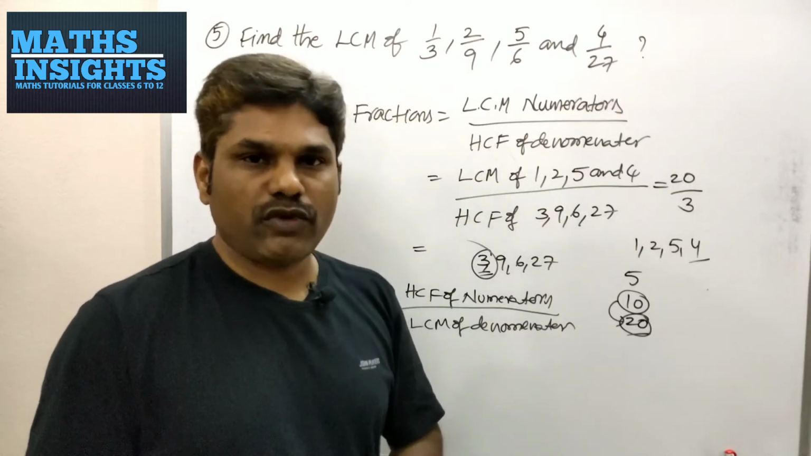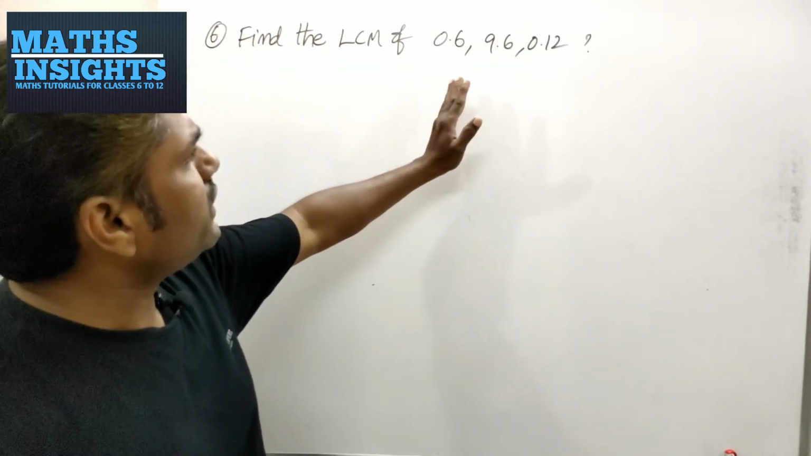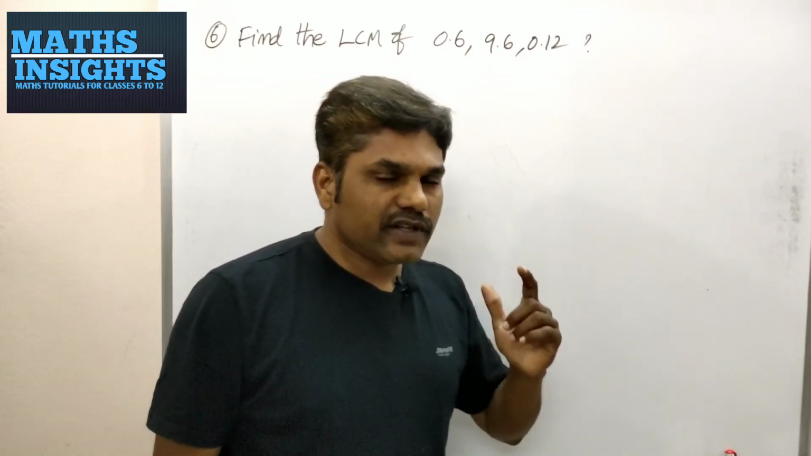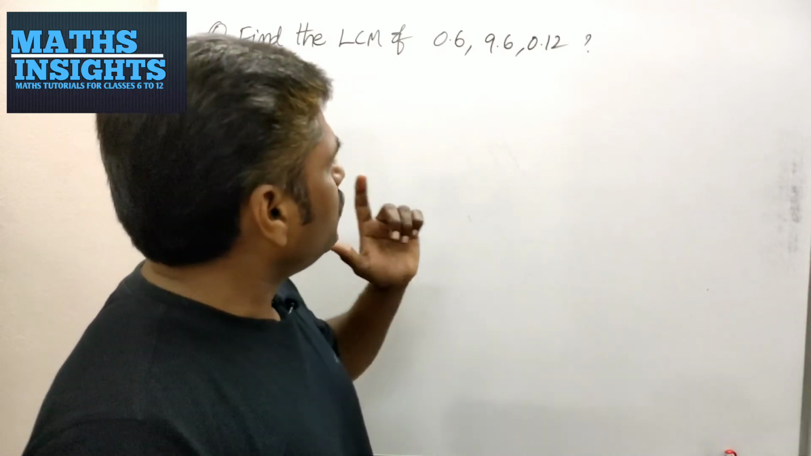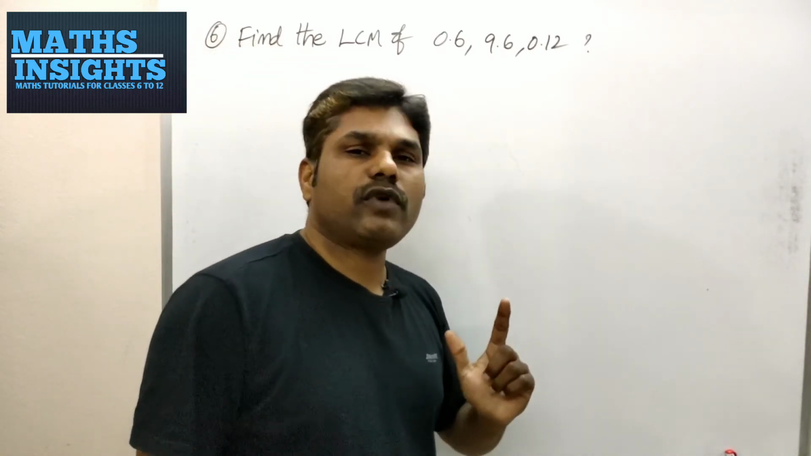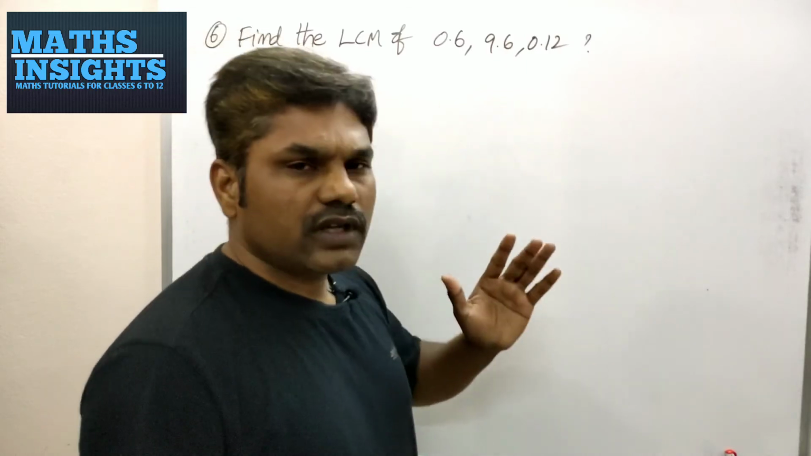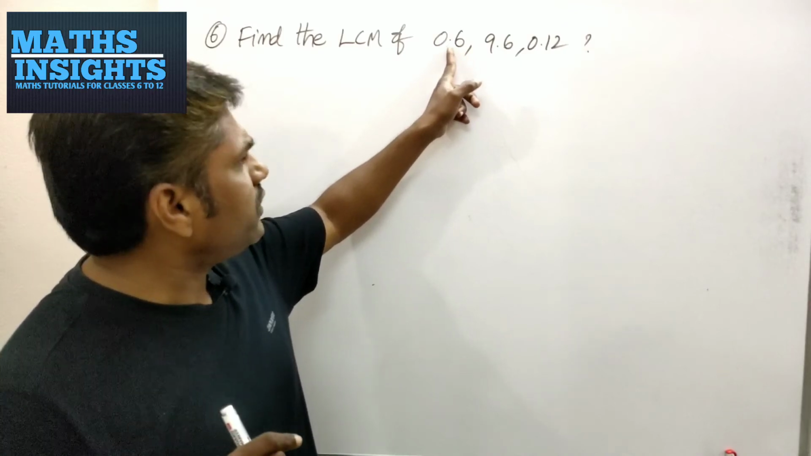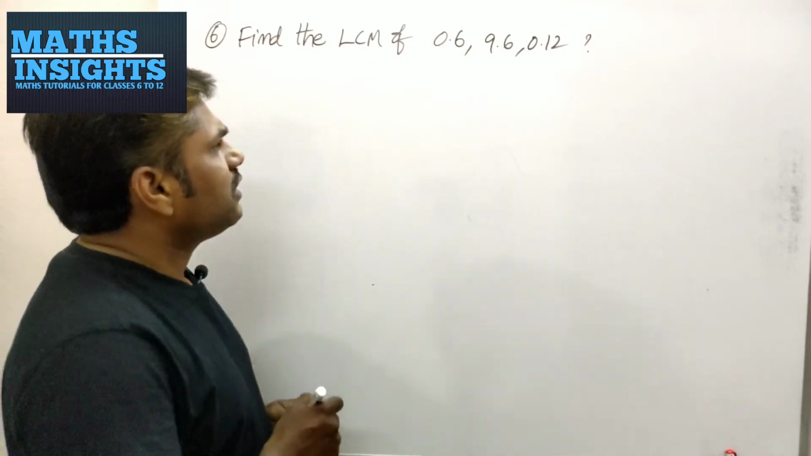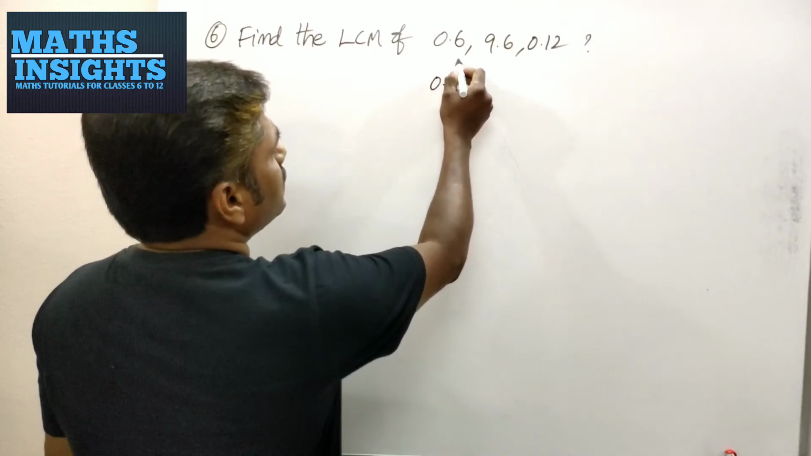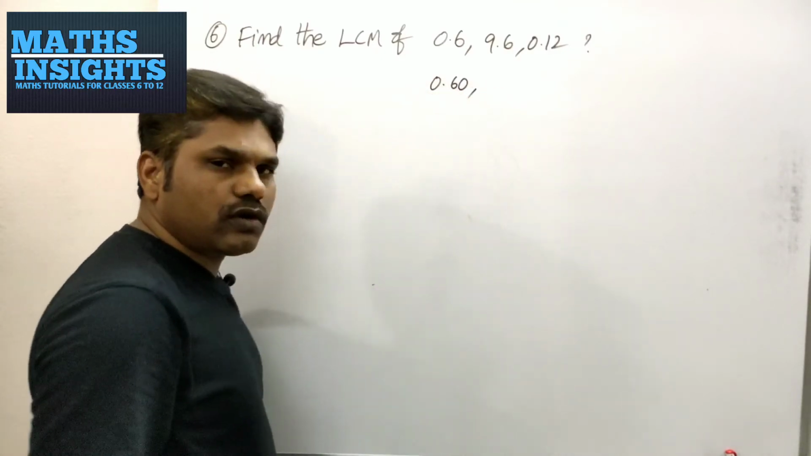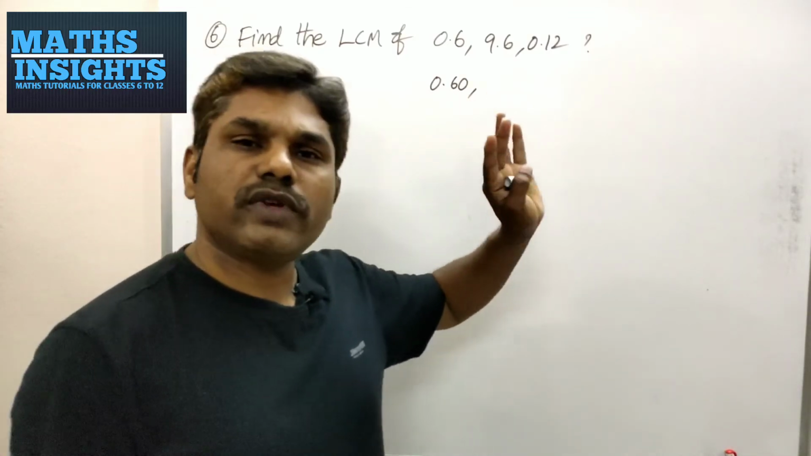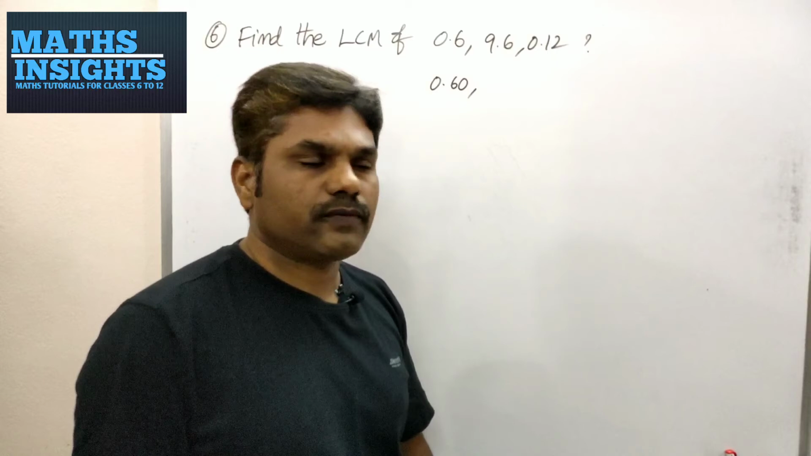Now I will take another problem. Find the LCM of 0.6, 9.6 and 0.12. See, I am taking decimals here. To find either LCM or HCF of the decimals, you have to take an equal number of digits after the decimal. See, after the decimal you have 6 only, you may write 0 also. Why? Because after the decimal there is no value for 0, you may write any number of zeros.